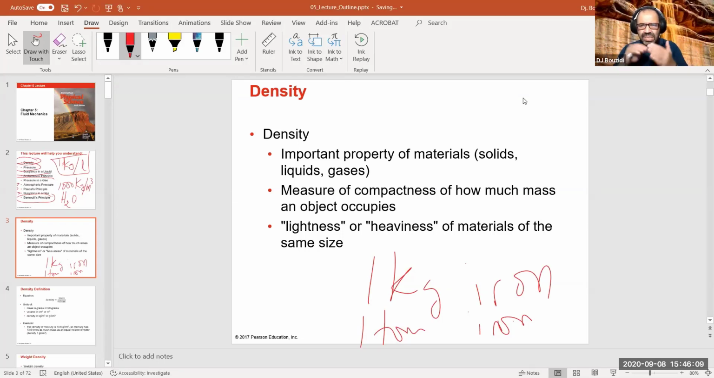So this is an intrinsic property of objects. It doesn't matter how much matter you take from that object, they have the same property. This is a description of the object itself. It's a measure of the compactness. People sometimes call this how heavy or light the object is, but it's really more of a measure of a ratio of two quantities.